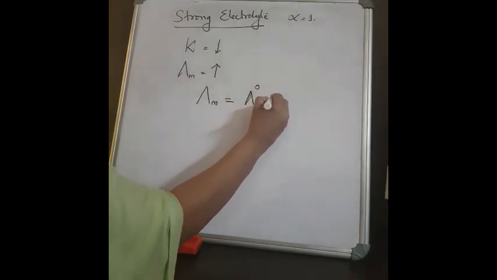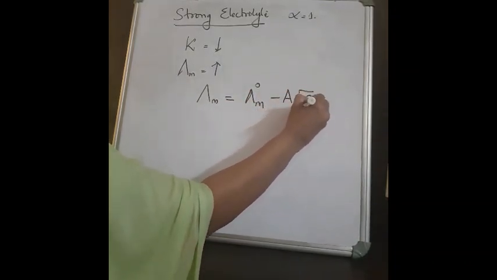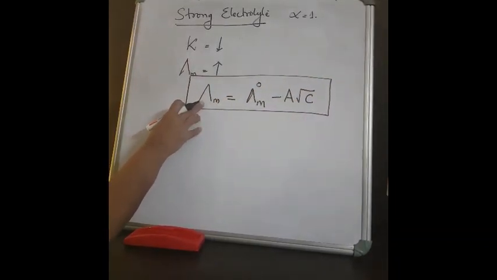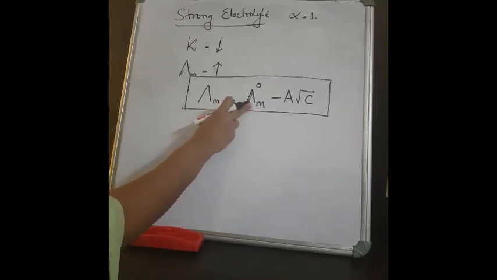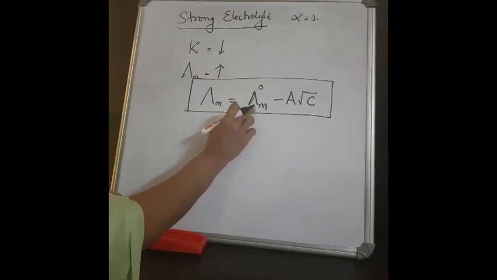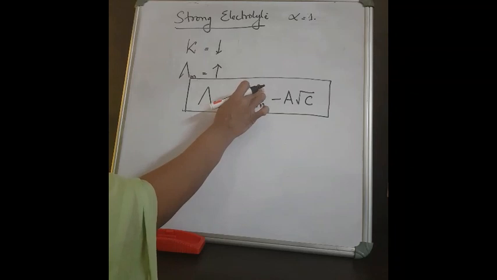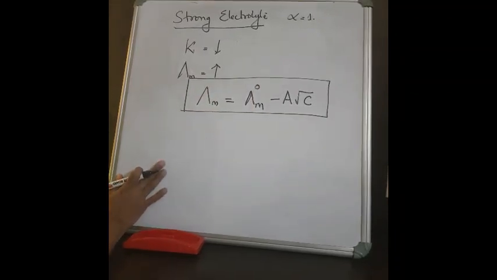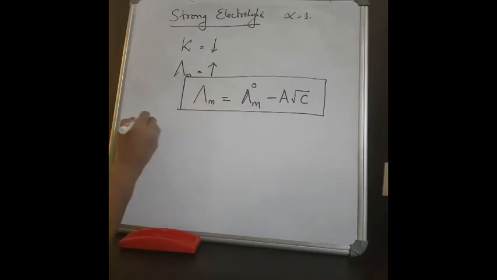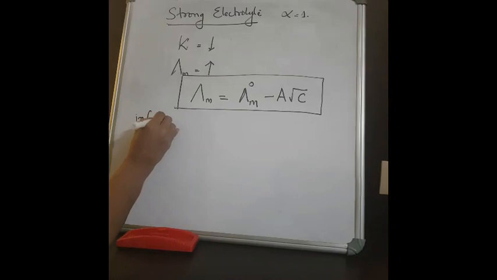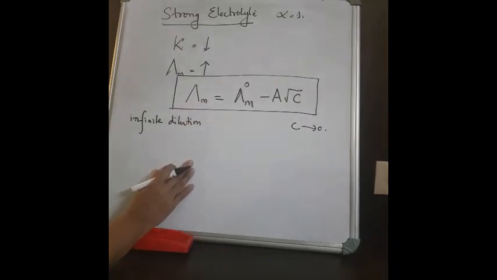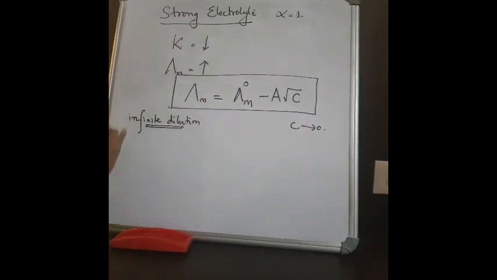lambda 0 m minus A root c. This is an equation which relates the molar conductivity to another term which you call lambda 0 m, which means the molar conductivity at zero concentration. What do you mean by zero concentration? Zero concentration, I can say that is at infinite dilution, that is when the concentration approaches zero.